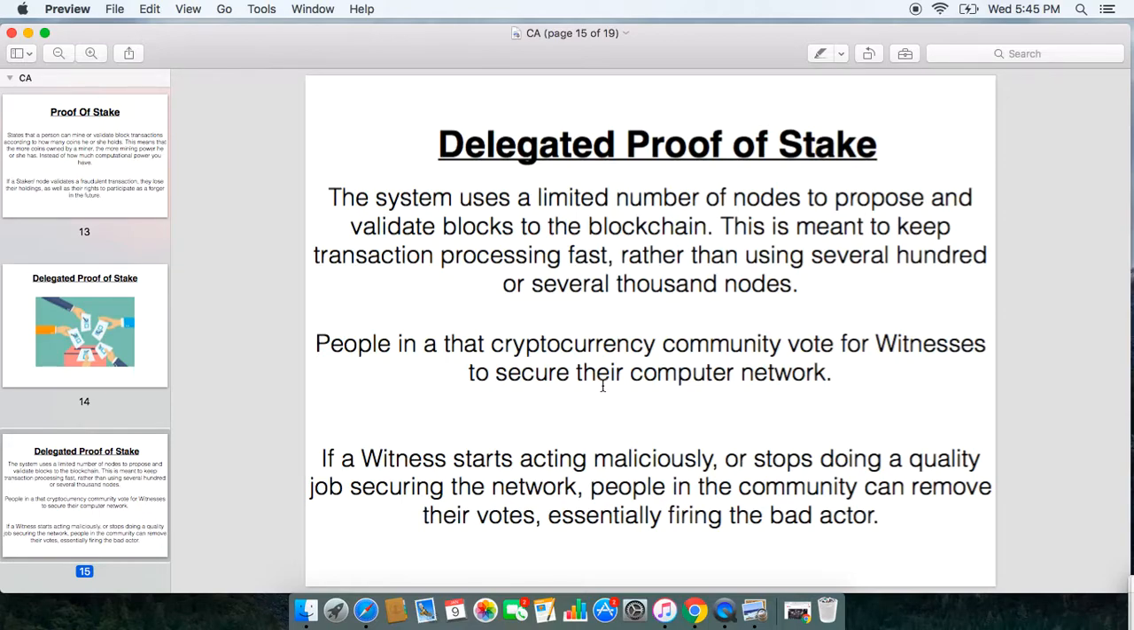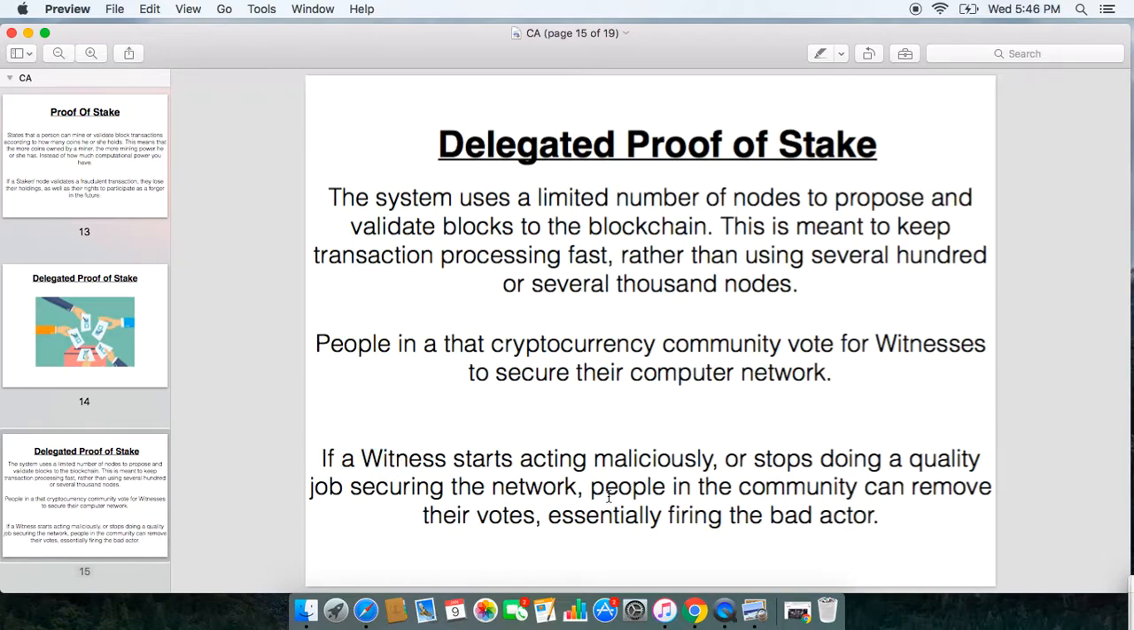So delegated proof of stake is basically saying, hey, let's limit the number of nodes. And instead of making 10,000 nodes verify the network at every single time, we have 21 people or 21 nodes doing that. So people in that cryptocurrency community vote for the witnesses or the nodes to secure their computer network. So those that hold the token or the coin, I should say, they vote for the 21 delegates, for who they are and who's validating the transactions.